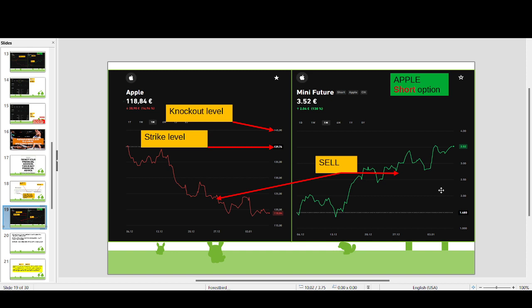If you do not know what the knockout level is, please consider viewing my other video on knockout levels of knockout options. That's irrelevant for this topic, but keep in mind the strike price, which is 139.74. Now you decide to exercise your right. You have a short option, so you have the right to sell the underlying asset to someone. If you buy Apple stocks now from the market, it will cost you around 125 euros. Now there is someone who is ready to purchase this Apple stock at a price of 139. That is the strike price.